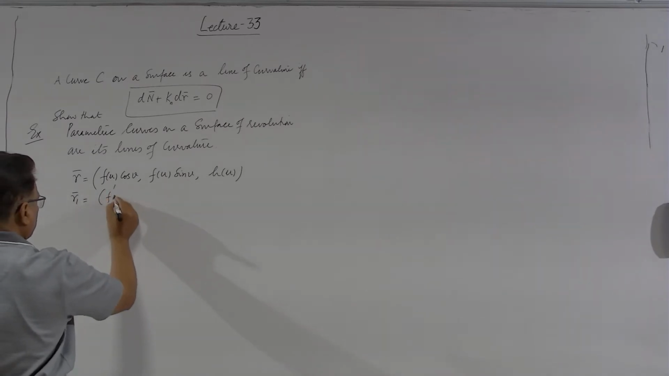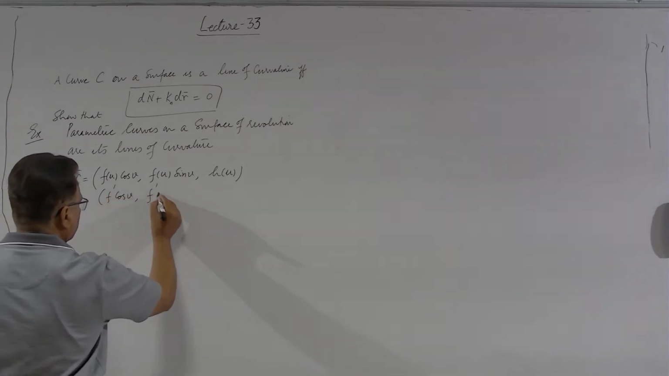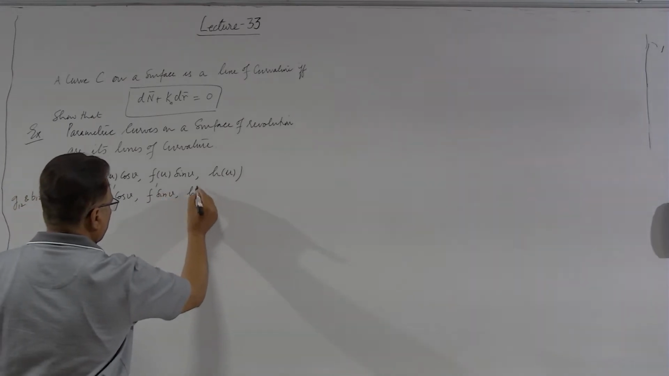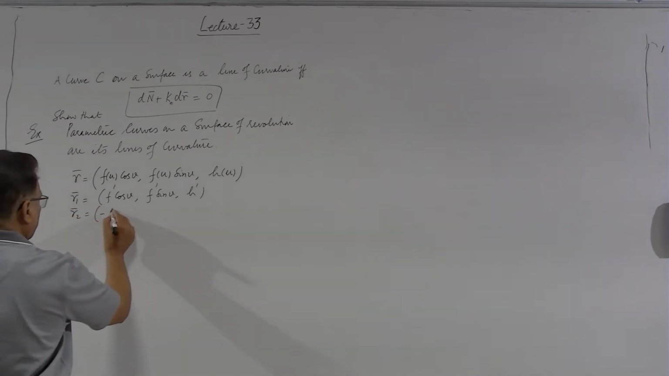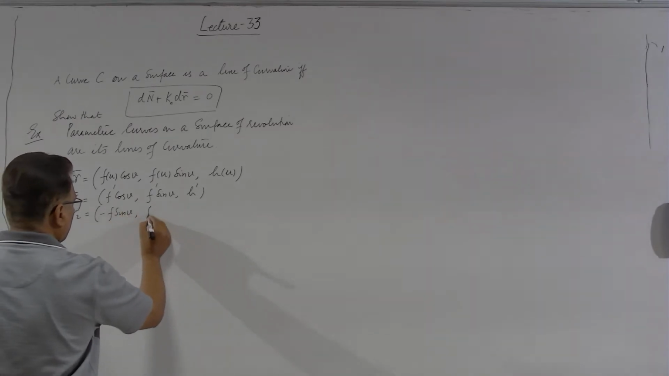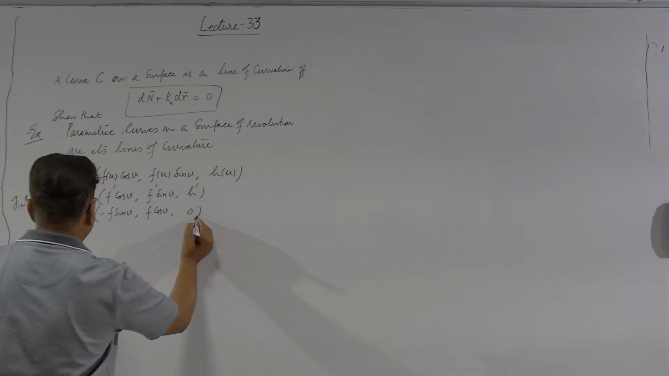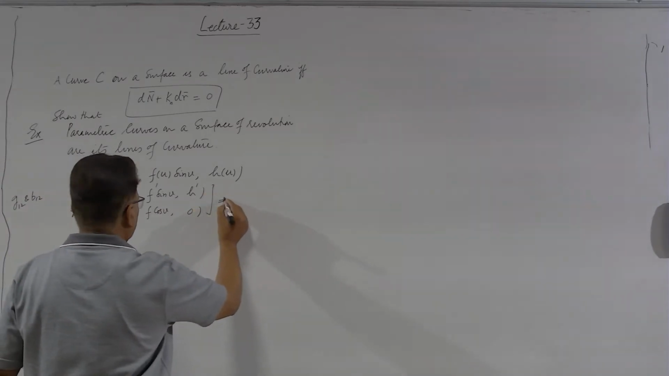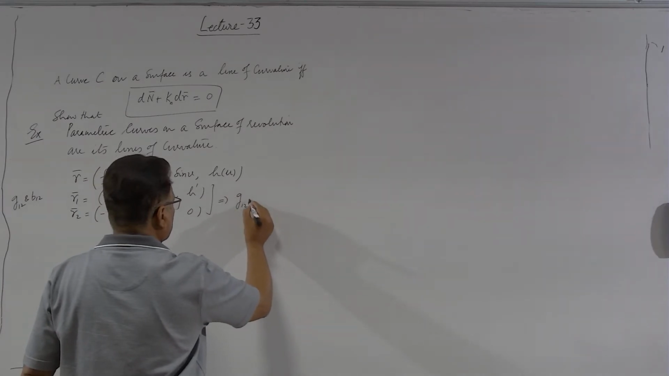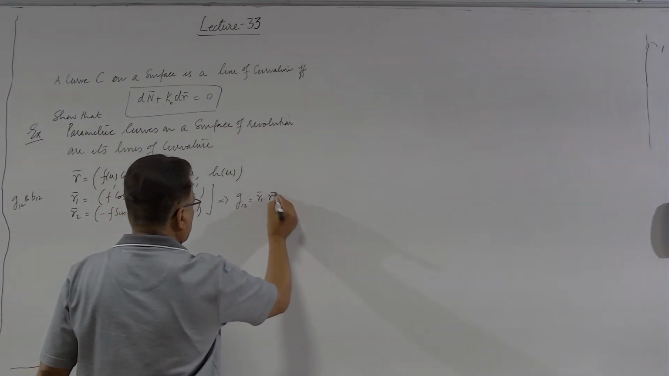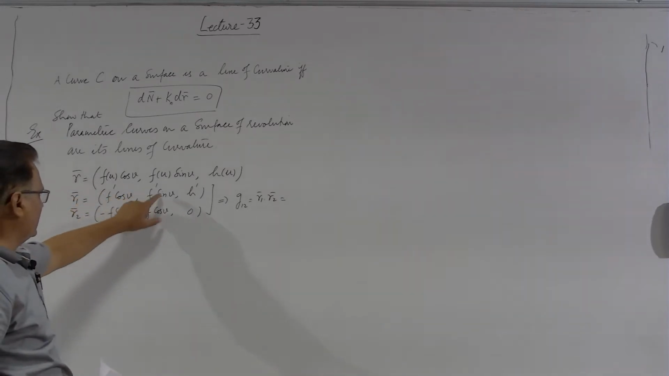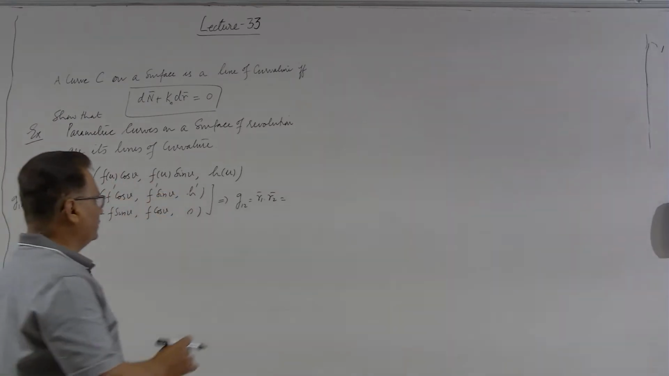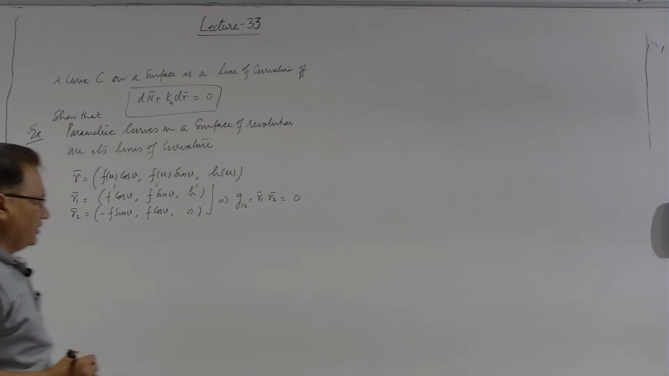So, r1 is f' cos v, f' sin v, and h', and then r2 means derivative with respect to v. So, minus f sin v, f cos v, 0. And from these two, you will see that G12, which is r1 dot r2, you can straight away see it is minus f f' sin v cos v plus f f' sin v cos v, and this is 0. So, you can see that G12 is straight away 0.